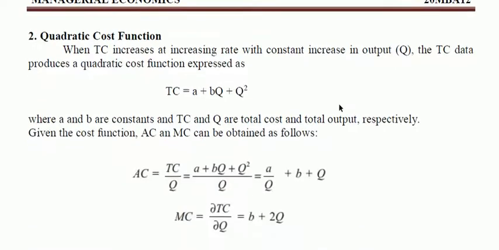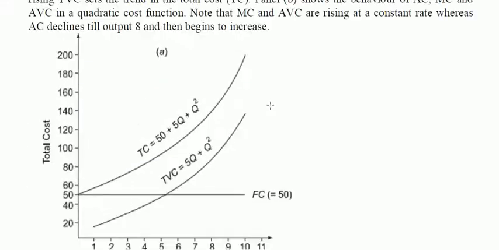Okay, moving forward to quadratic. So in quadratic, we have a function which is A plus BQ, which we got from linear, plus Q square. So in this case my cost is increasing exponentially, so we are getting a quadratic function. You can see this output, this is my cost, this is my fixed cost which will remain the same irrespective of whether it is linear, quadratic or cubic. My variable cost is increasing at this rate exponentially, so that's the reason my total cost is also increasing at this rate. So total cost basically follows total variable cost, but the difference between these two lines is my fixed cost.